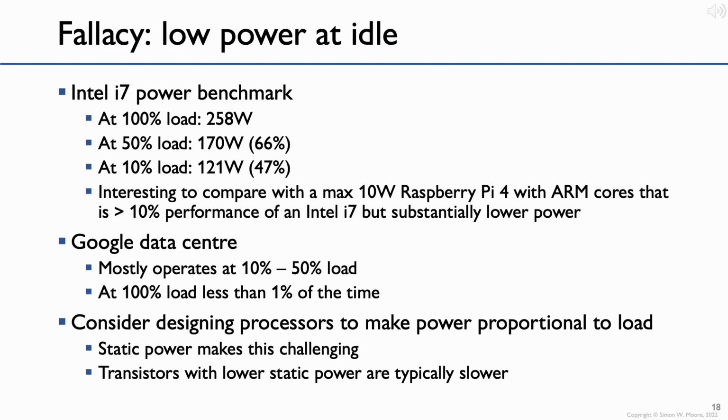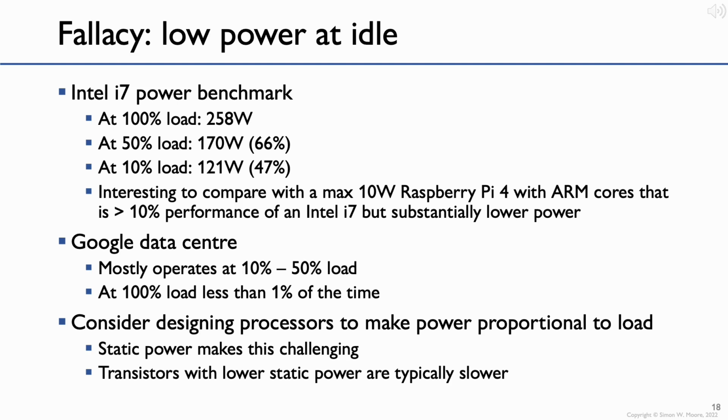It's also interesting to think about, to what extent things are active in data centers. So numbers I've seen for things like Google data centers, they tend to operate in the 10 to 50% load range, and at 100% load, less than 1% of the time. So this really motivates the idea of energy proportional compute, and the industry really needs to work harder and is motivated to do so, to try and ensure that the amount of energy consumed is proportional to the amount of compute being done.